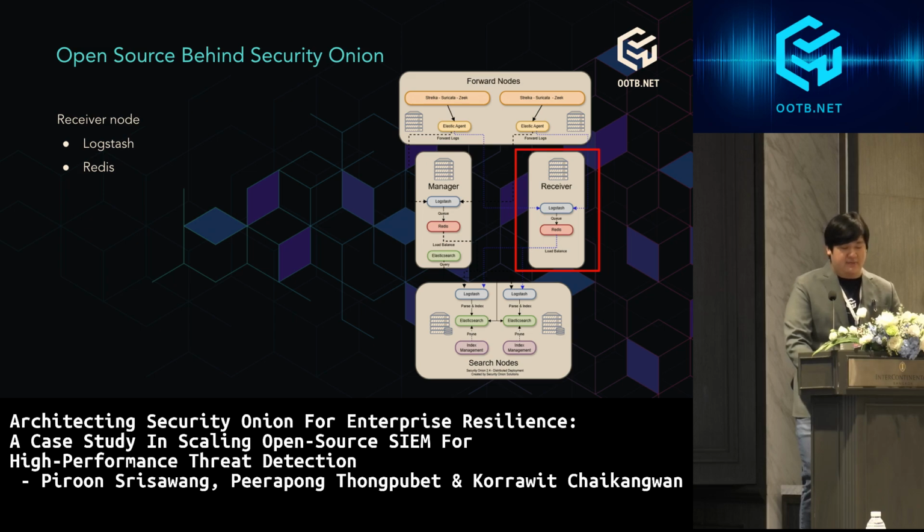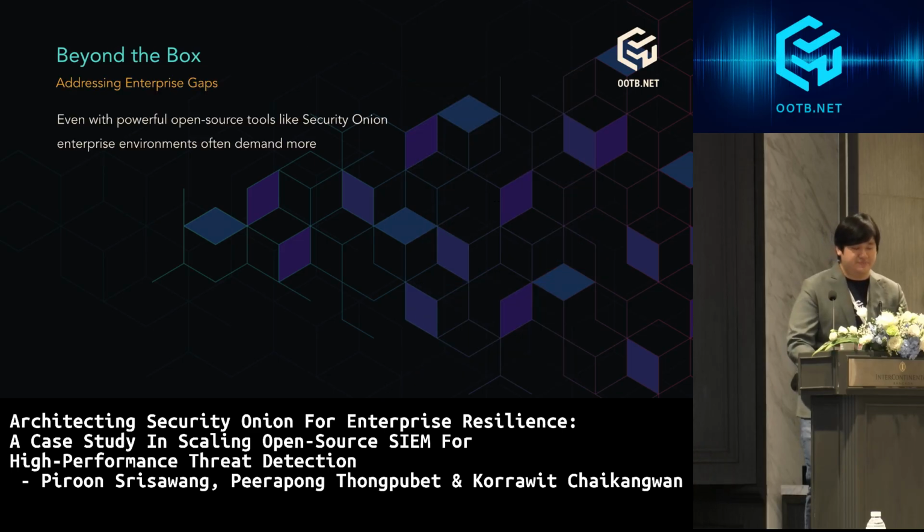Receiver nodes are active, so we can add multiple of them, and events will be load balanced automatically. Think of them as an extra door into the pipeline. The more doors you have, the more traffic you can handle without congestion.